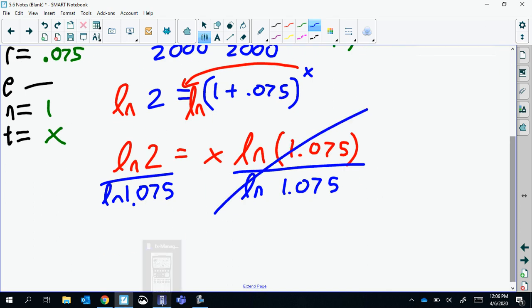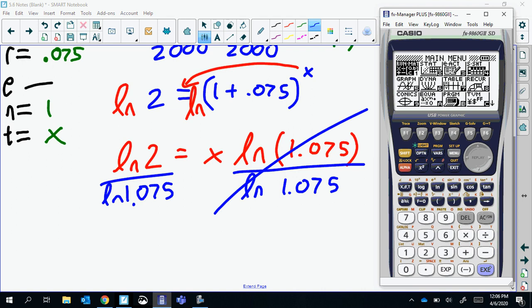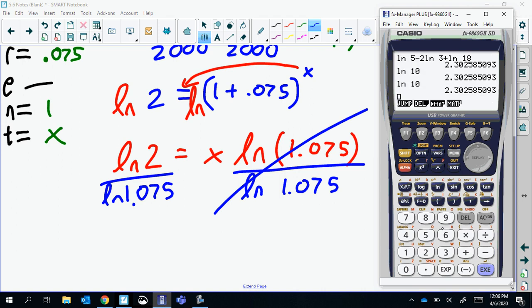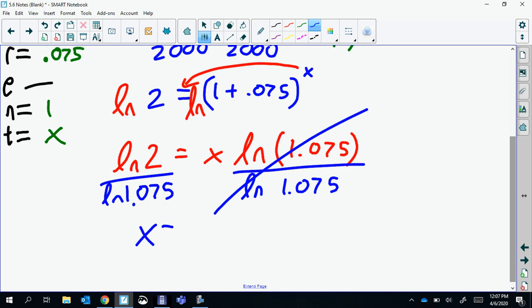So let's get out our calculator. We'll type that in. Natural log of 2 divided by natural log 1.075. And we've got 9.584. Now that was t, so that is time. That's in years.